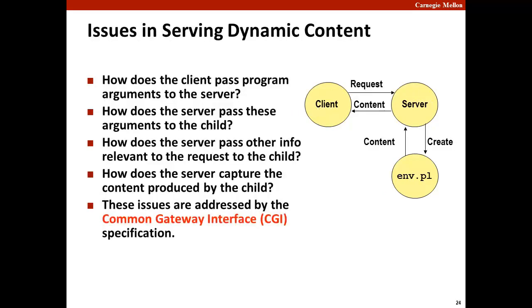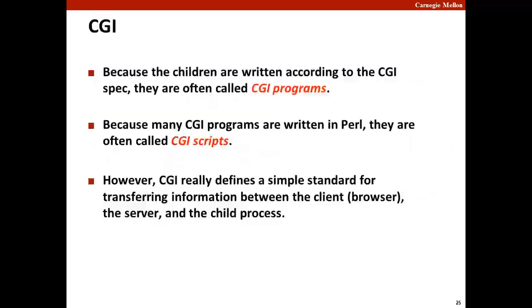Okay. So there are a lot of questions. How does the client pass the program arguments to the server? When you request time from time.gov, how does that program know which time zone it should give you that time for? You have to give it the parameters. How does the server pass these arguments to the child? How does the server pass other information relevant to the child? How does the server capture the content produced by the child? Ta-da! CGI, the standard.